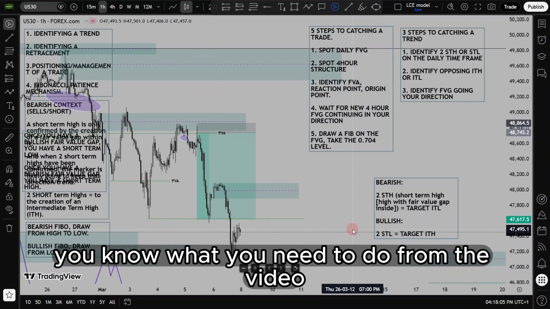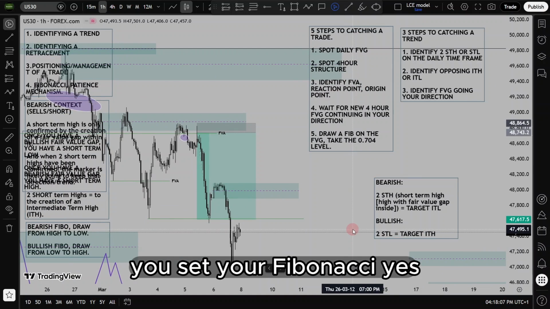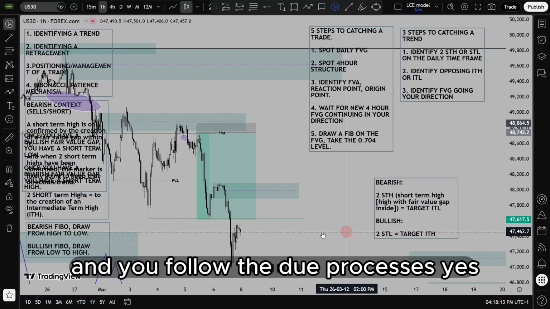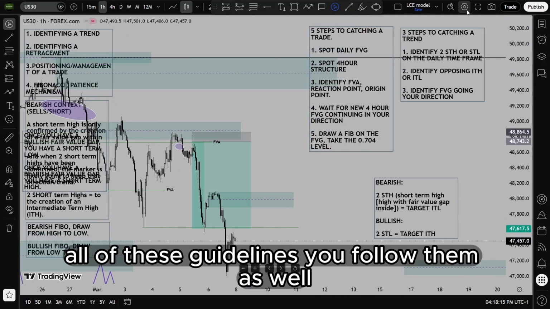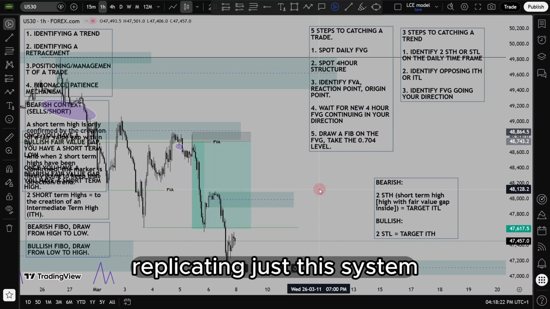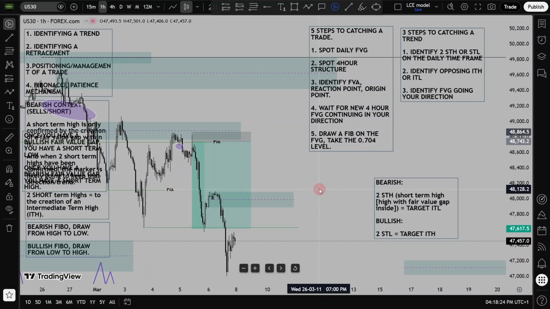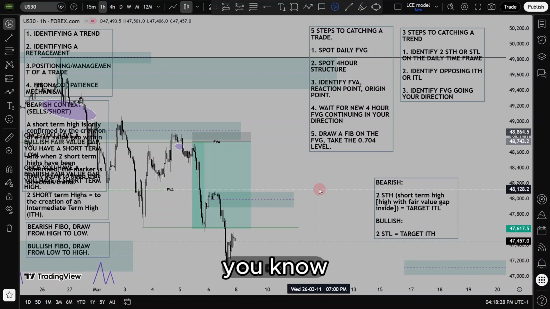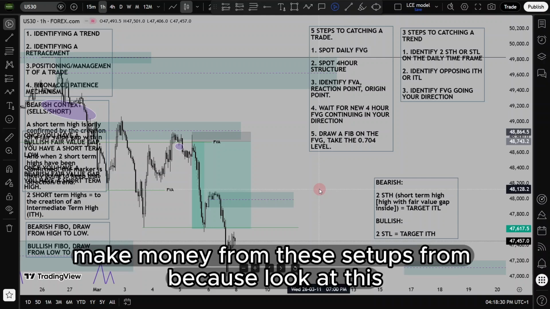What you need to do from the video: you set your Fibonacci. The Fibonacci, you take a screenshot and you set it on your phone, and you follow the due processes. All of these guidelines, you follow them as well, and you'll be fine. Between now and the nearest period of time, replicating just this system, your analysis insights will open, and at least you'll be able to make money from these setups.